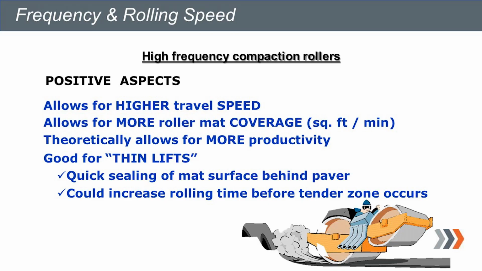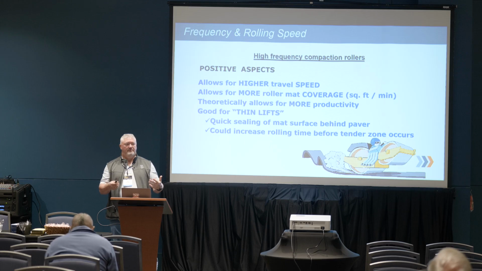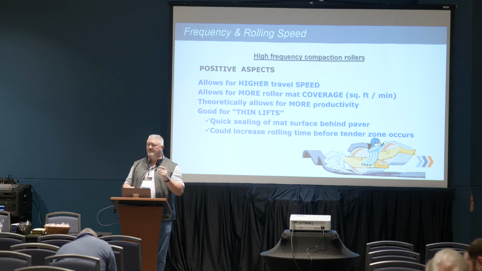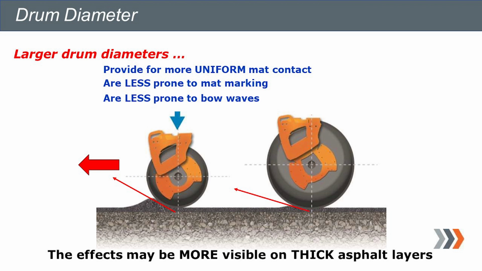So like I mentioned with the high frequency rollers, if we want to go a little bit faster, we have a better chance of keeping up to the paver. We can still maintain that impact spacing at a little bit higher rate. The nice thing is if we're on thinner lifts, we can reduce that frequency to reduce the compaction effort without breaking rock and still getting compaction.